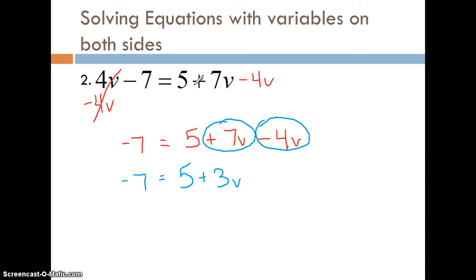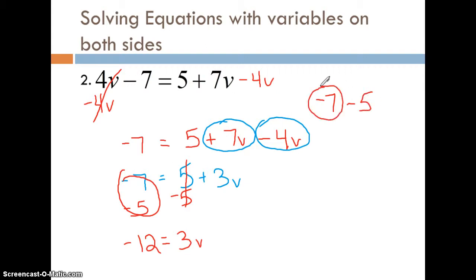Now, we want to get rid of the constant. We have a positive 5, so we want to subtract 5. Now on this, you have to remember your rules. We have a negative and another negative. So we need to put those together to get negative 12, which equals 3V. Now, real quick, over here, negative 7 minus 5. Remember, the signs are the same, so you put them together. Negative 12. Keep the negative.